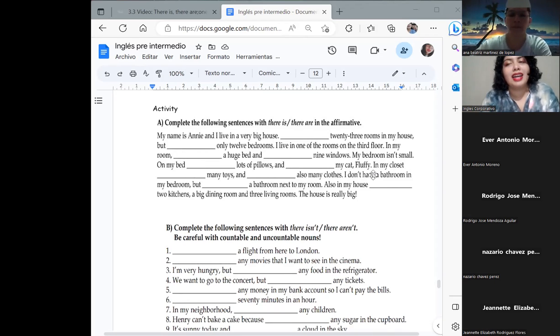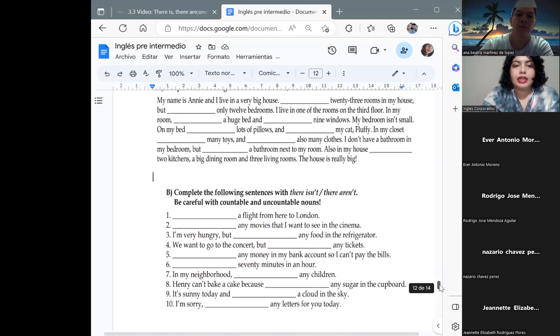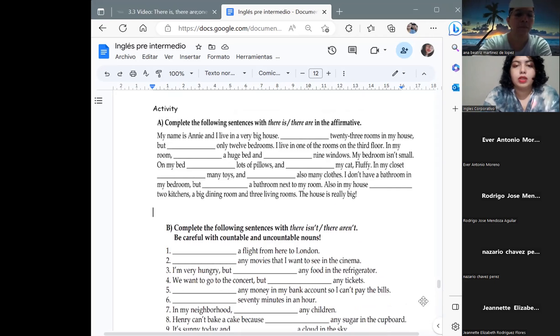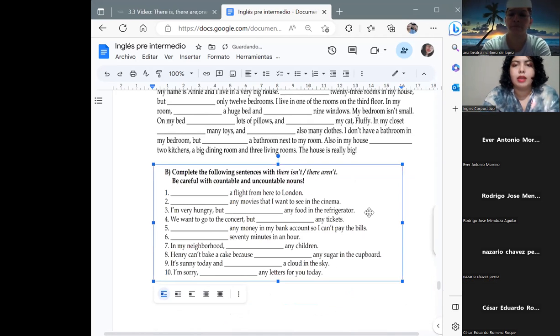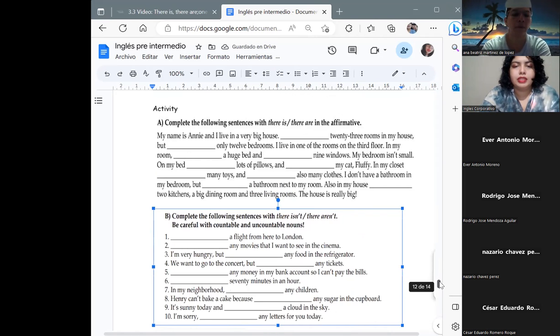So, this is the first part. Tenemos dos partes acá. Number one, number two. La número uno, complete the following sentences with there is, there are in affirmative. Esa es la parte afirmativa. Luego tenemos la dos, que es la parte negativa. Acá tenemos parte uno y parte dos. But let me see if I can move this one a little bit to see the whole thing. Sí, acá.